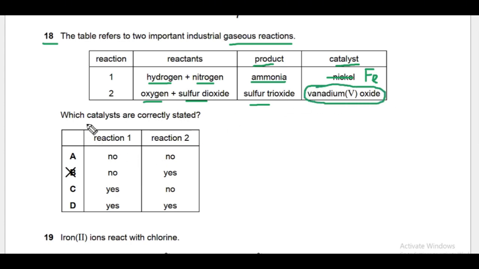So which catalysts are correctly stated? Reaction 1 is not right, because iron, not nickel, is the catalyst used in the manufacture of ammonia by the Haber process, when hydrogen reacts with nitrogen. Reaction 2, when sulfur dioxide reacts with oxygen to produce sulfur trioxide, uses vanadium(V) oxide catalyst. This is true. So B is the right answer.